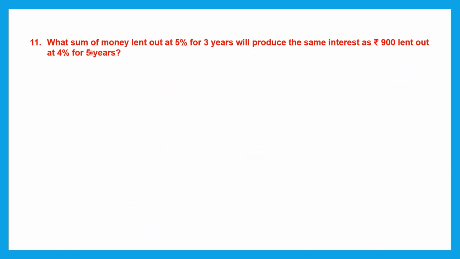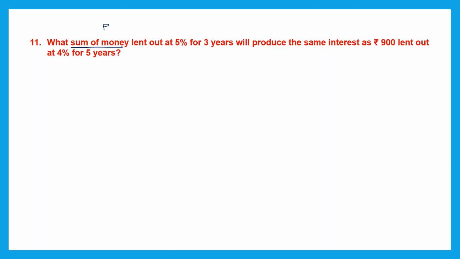Question 11. What sum of money lent out at 5% for 3 years will produce the same interest as 900 rupees lent out at 4% for 5 years? Okay, so here we're talking about what sum of money. We're asked to find sum of money. That means we have to find the principal.